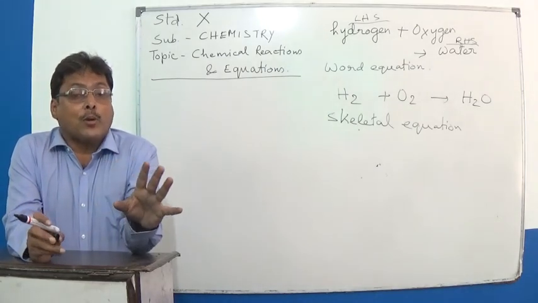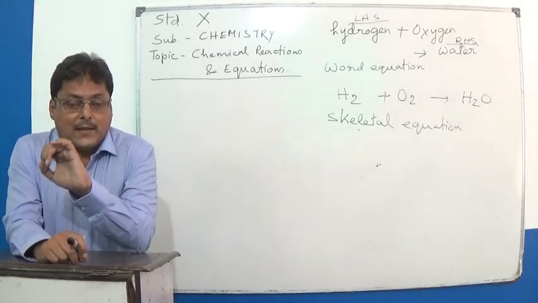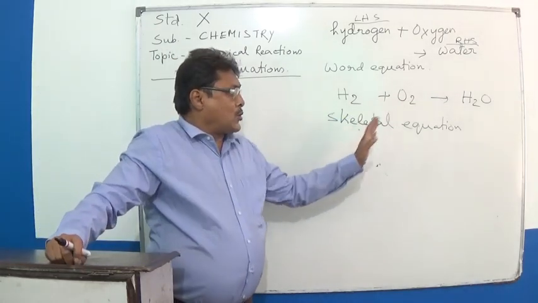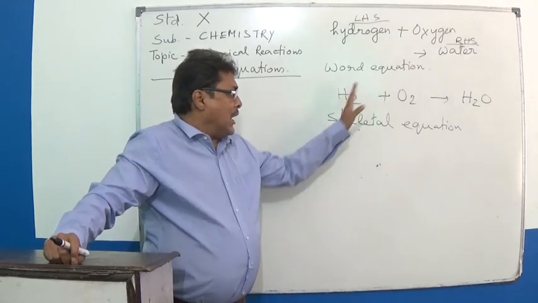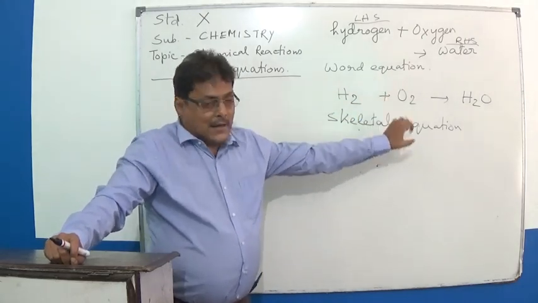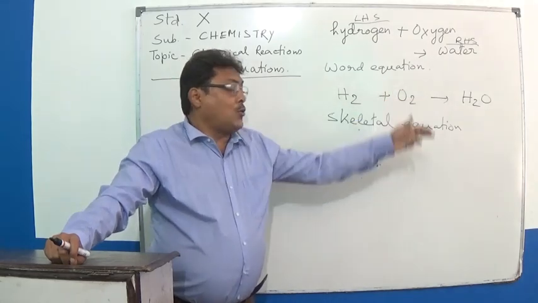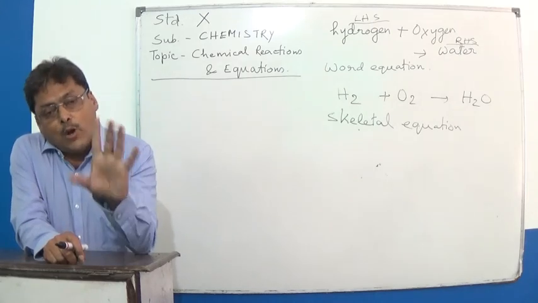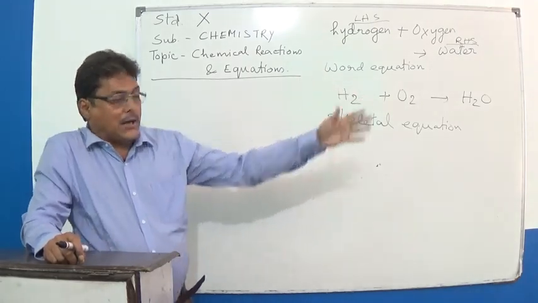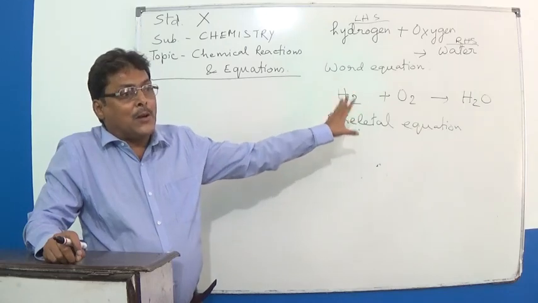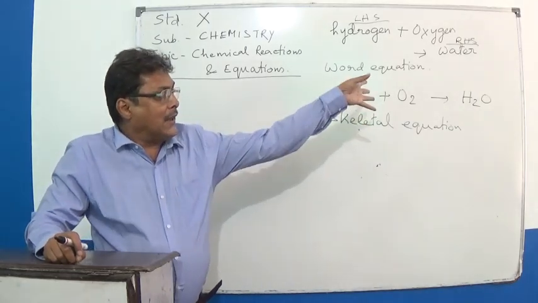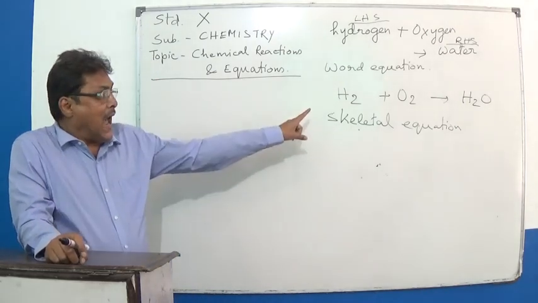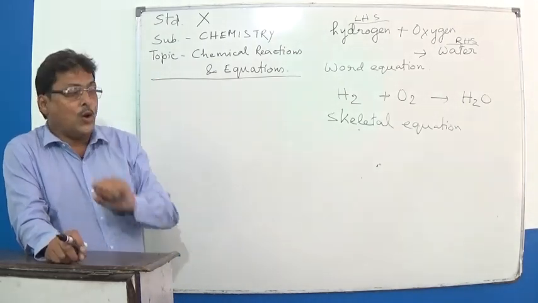So the law of conservation of mass tells us that the total number of atoms of each element taking part in the reaction must be equal to the number of atoms of each of those elements on the product side. The number of atoms of each element will be the same on the left hand side and the right hand side. And that is the problem with the skeletal equation. It is unbalanced. It is not balanced.